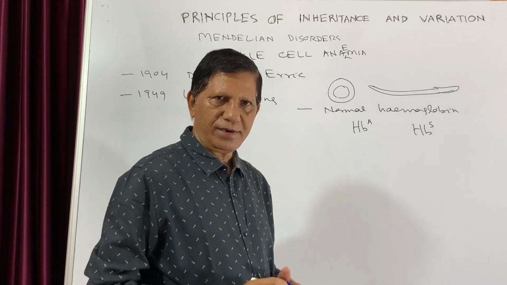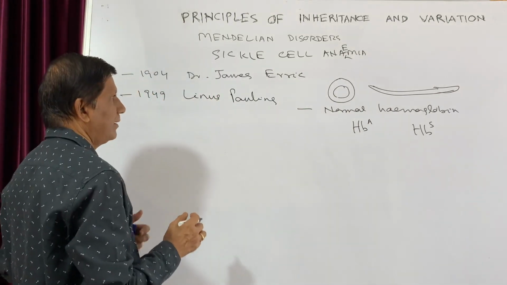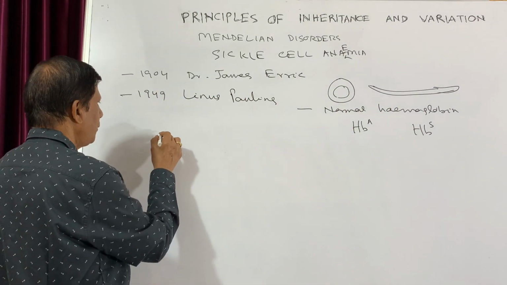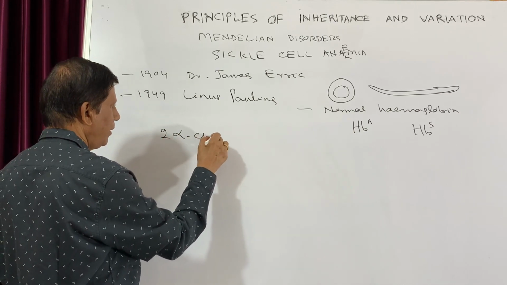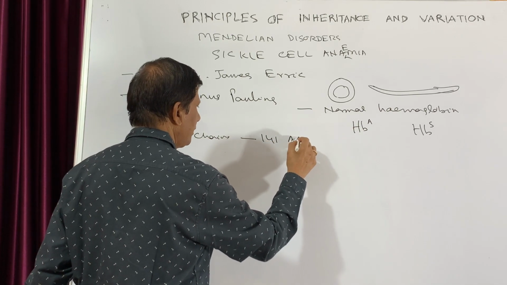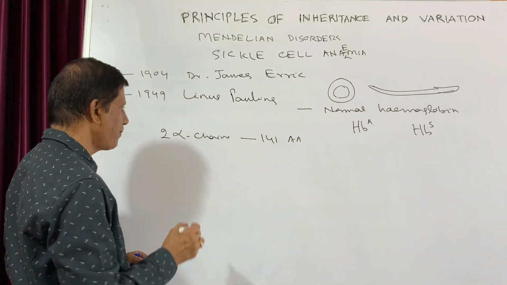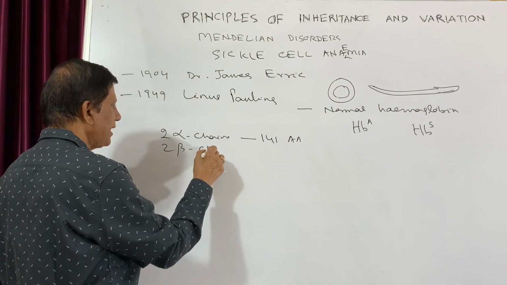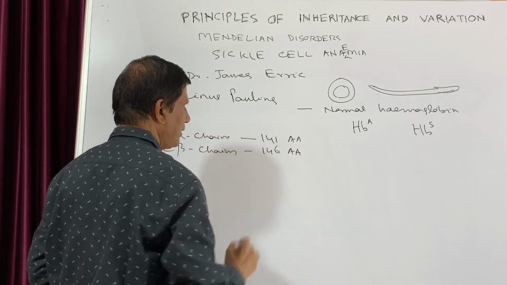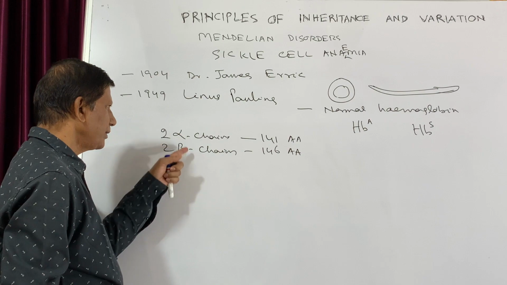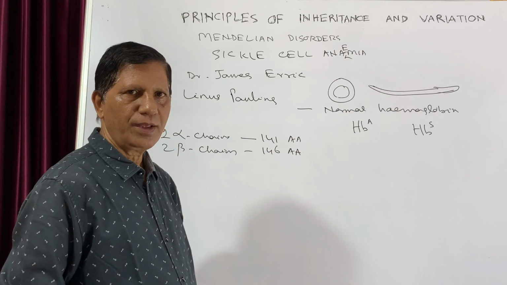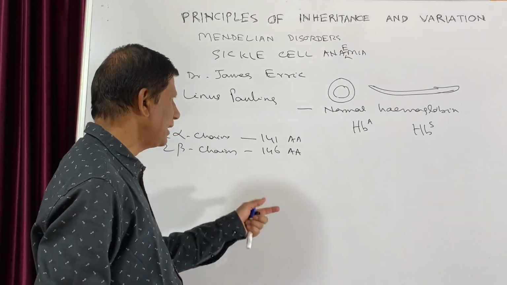Now what is the reason behind it? He found that the hemoglobin consists of 4 chains: two alpha chains or polypeptides, each consisting of 141 amino acids, and two beta chains or beta polypeptides, each containing 146 amino acids. So these 4 chains, two alpha and two beta, constitute the hemoglobin. But there is a little bit of change.